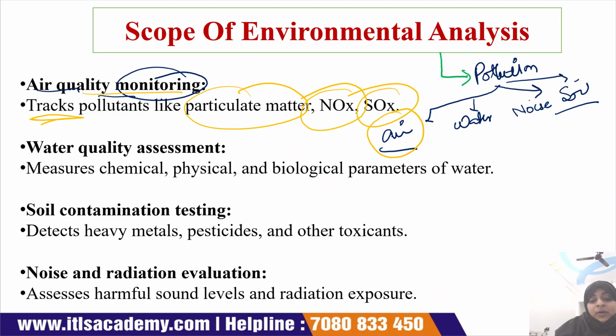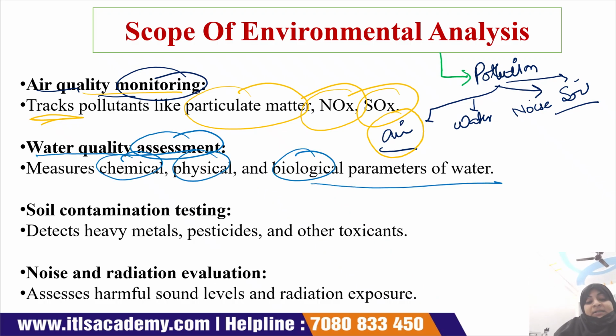Next category is water quality assessment. In water quality assessment, we have to measure the different types of components which are harmful for the water, like chemical, physical, and biological parameters. Chemical parameter means that suppose we have some chemicals and these chemicals are mixed into the water bodies and make them polluted. So in water quality assessment, we have to measure those chemicals.